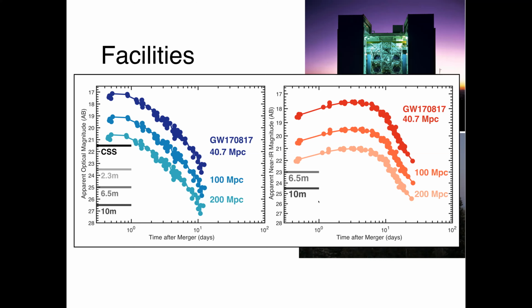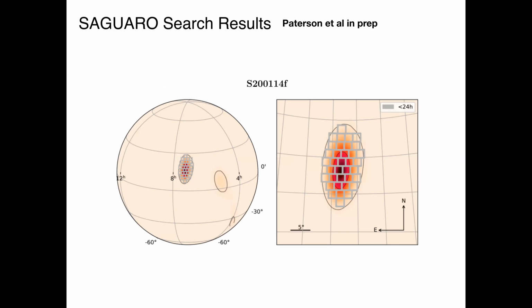Okay. Here's just some examples of our follow-up and our tiling that we did during O3. This is all going to come out in Patterson et al. Kerry Patterson is a postdoc at Northwestern University. This is the burst event, which I really hope is real. Please don't tell me otherwise.